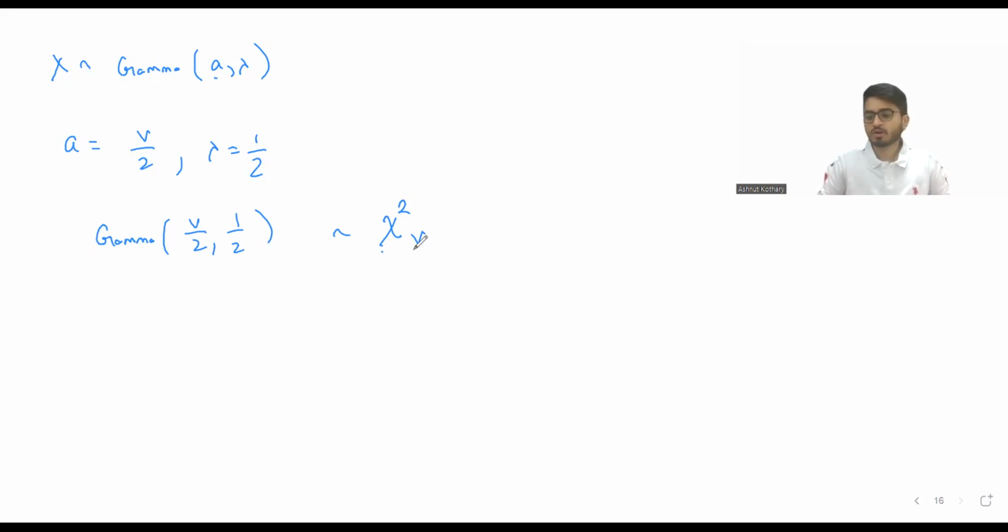Again, as we saw, chi-square is nothing but a special case of the gamma distribution. Its PDF, first of all, you can directly substitute these values into the PDF of a gamma distribution. It's there in tables. As for the CDF, it does not exist in closed form. Expectation of X is v, variance of X is 2v.